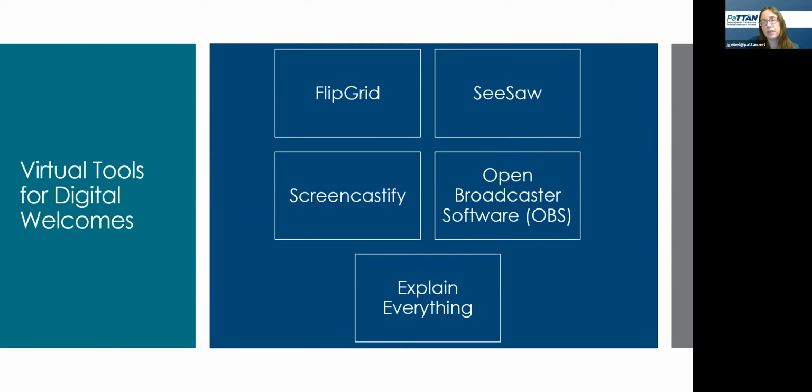So Flipgrid, Seesaw, these are ways of creating a video of something. So this video might be something as basic as explaining what an SLP is, what the plans are for the fall. Screencastify is another one, as is Open Broadcaster software, and Explain Everything. Explain Everything's kind of cool. It's like a whiteboard. So you could write words on Explain Everything, do drawings, and you might use these virtual tools just to explain, this is who I am. I'm going to be your child's SLP. This is what we're going to be working on. And these can be pretty easy to use once you mess around with them a little bit.